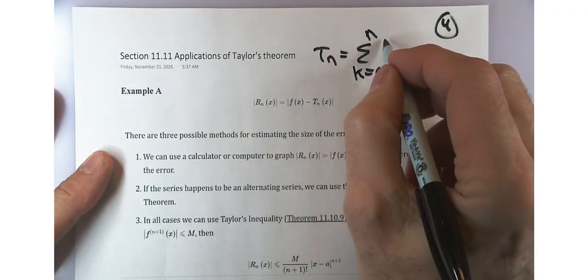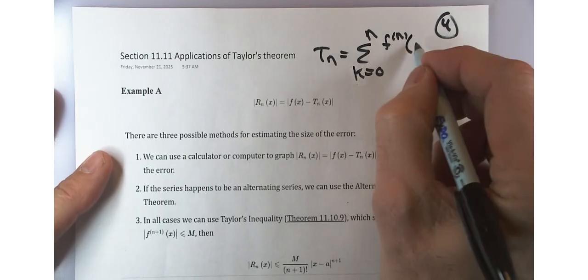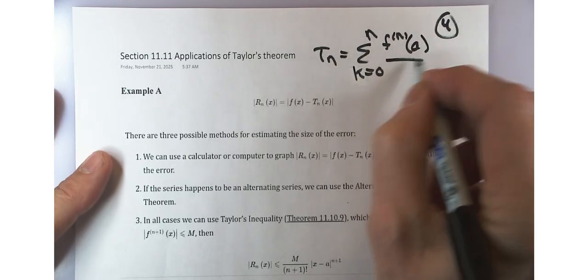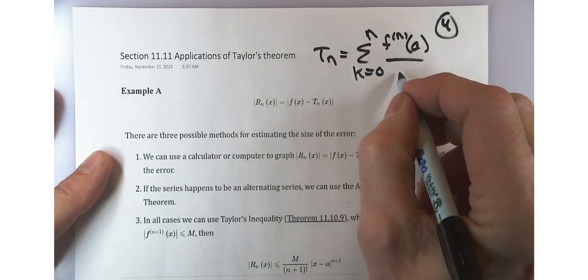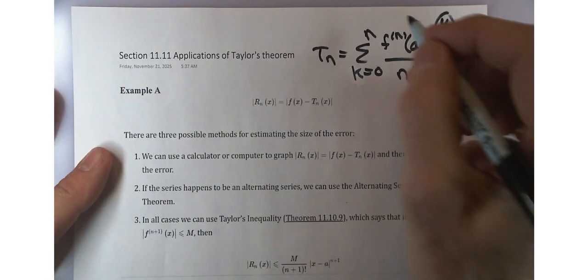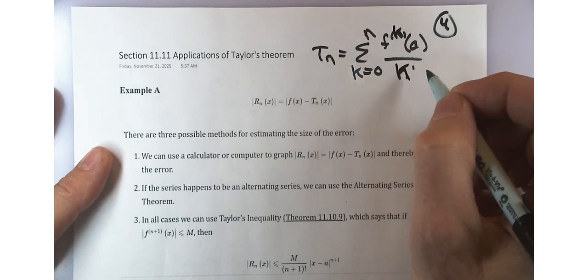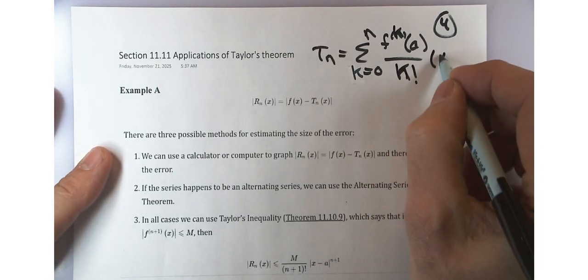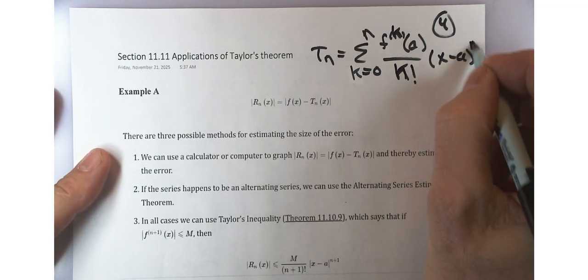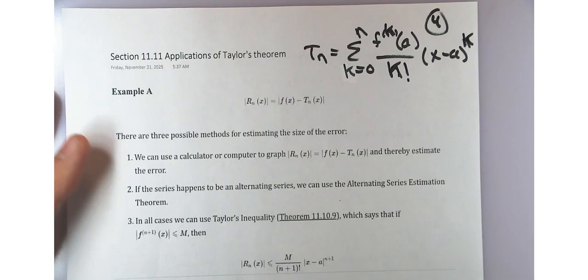It's going to be f^(k) at some point a over k factorial. I should be putting k's in here. Sorry, it's just a habit of using n's. k factorial times x minus a to the kth power. Sorry.